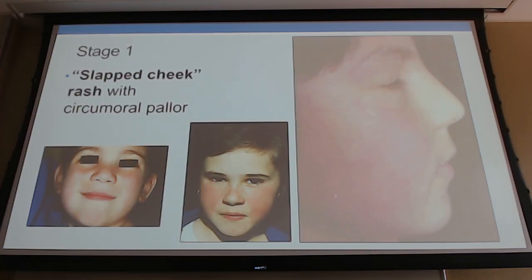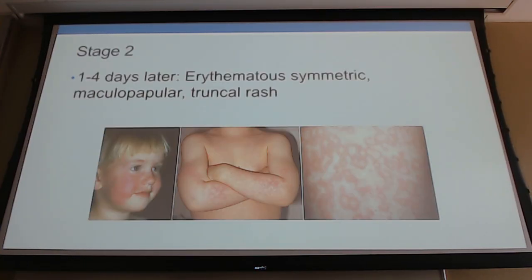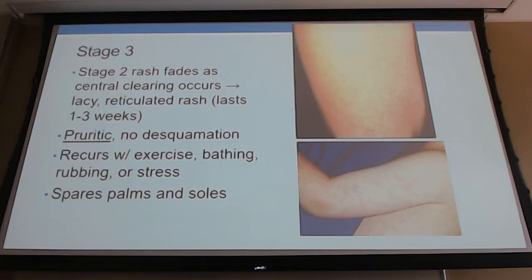So you have circumoral sparing. Not everything will spare this well. Stage 2, then they get a truncal rash, maculopapular, everywhere. Now it is just whole body. So slapped cheeks, then it goes everywhere. And then stage 3, it starts with central clearing.